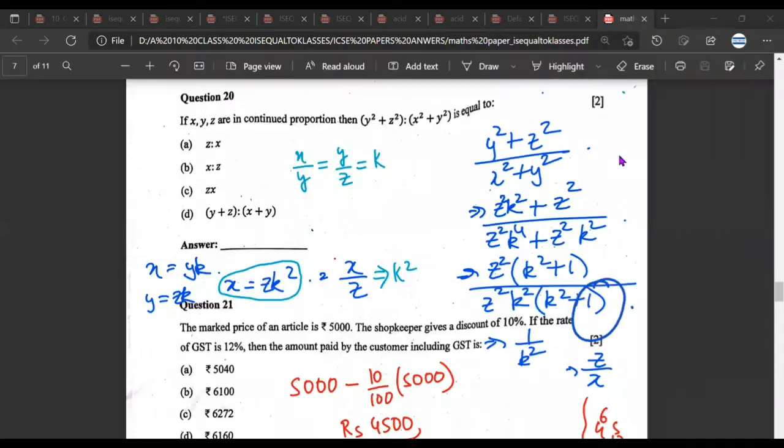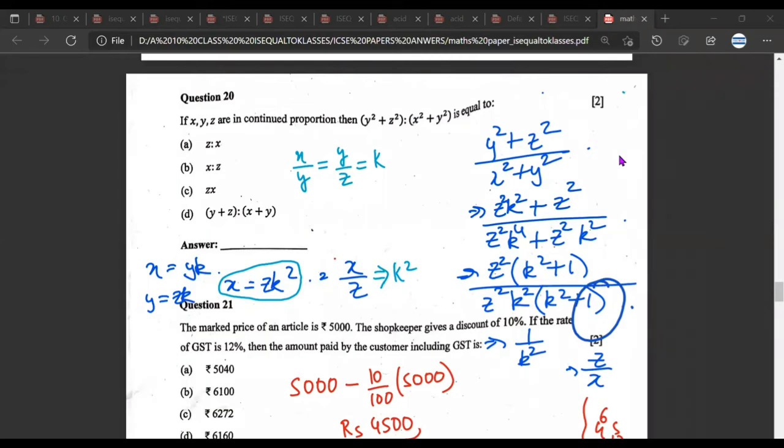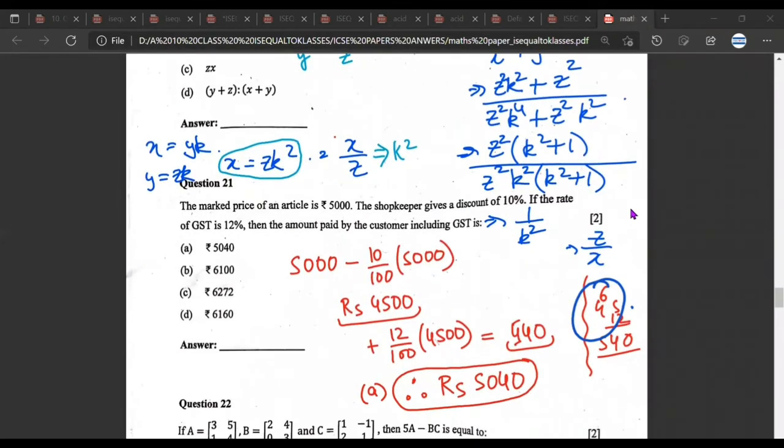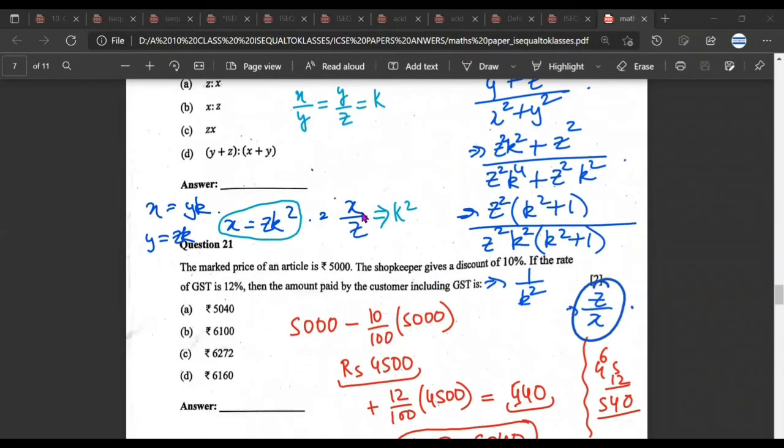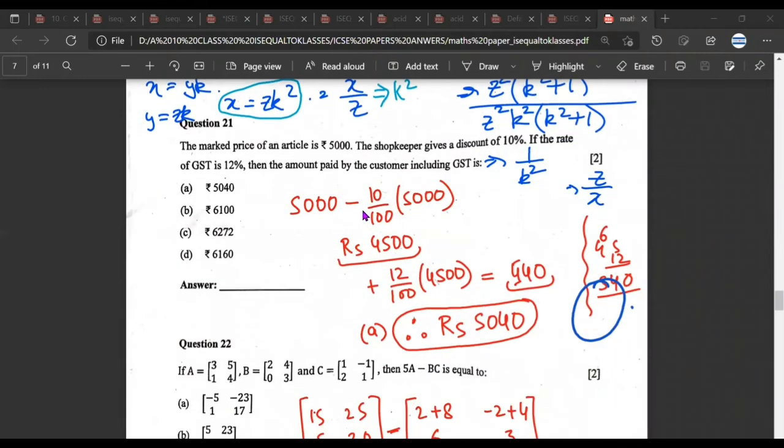Final answer would be z upon x. So A is the correct answer. I hope it is clear. Basically, you will get the value of 1 upon k square here. Just remember that 1 upon k square is z upon x. Okay. Question number 21.